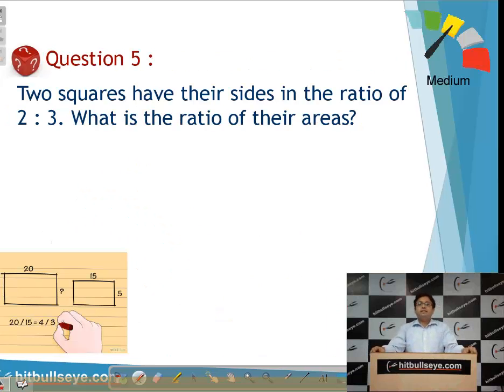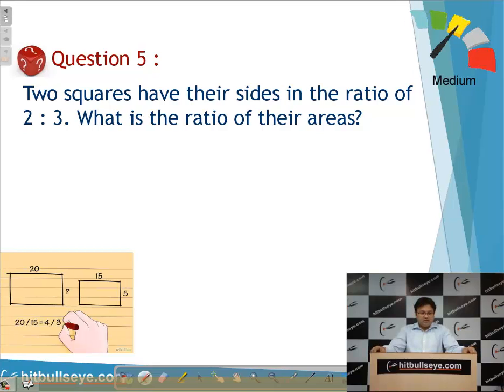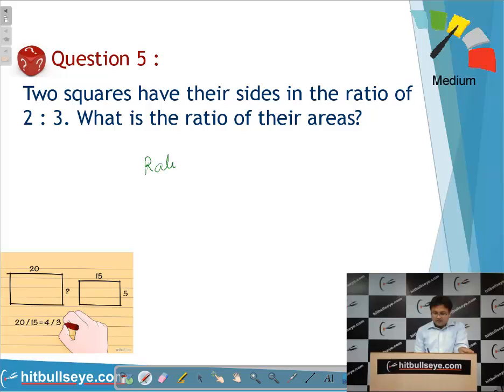Now let's see this question based on the formula of two similar figures. Two squares have their sides in the ratio 2:3. What is the ratio of their areas? As we have now learned, the ratio of areas of two similar figures is equal to the ratio of sides square.